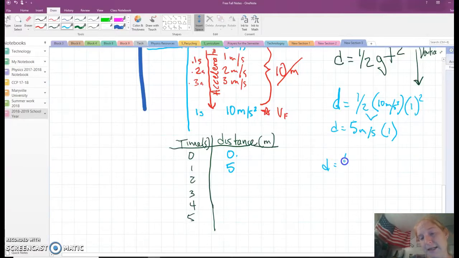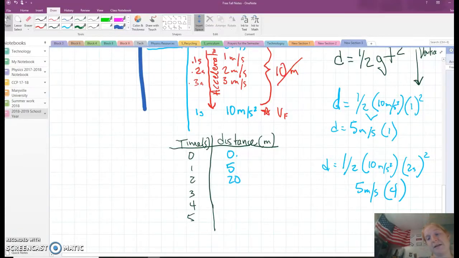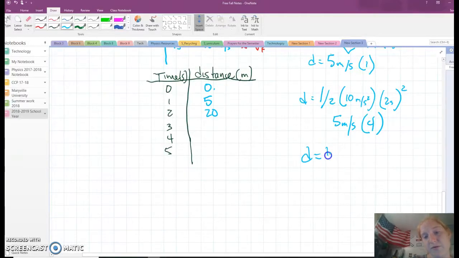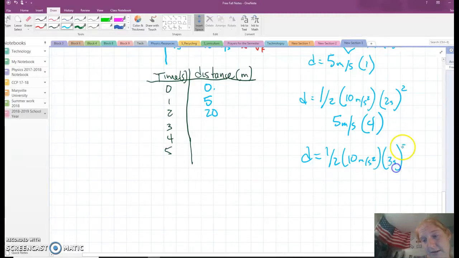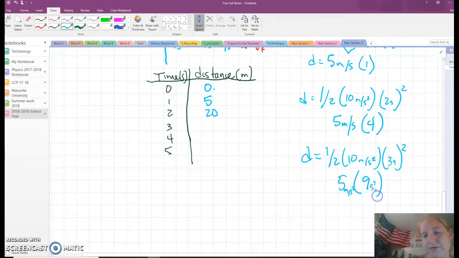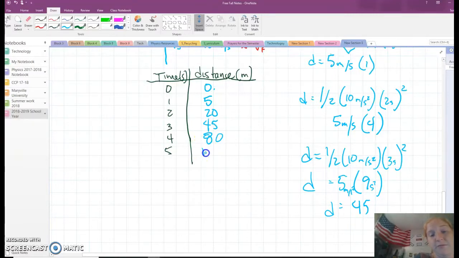Okay, if I did it again, distance equals 1/2 times 10 meters per second squared times 2 seconds squared. Now that would be 5 meters per second squared times 4. So now we're at 20 meters. If you did it a third time, distance equals 1/2 times 10 meters per second squared times 3 seconds squared. 5 times 9. All right, that equals, distance equals 45. The next one would be 80. Next one would be 125. I'm just not doing the math because I'm running out of time here.